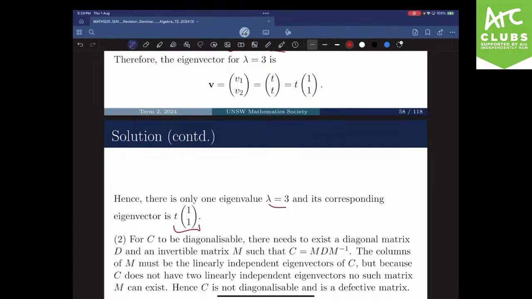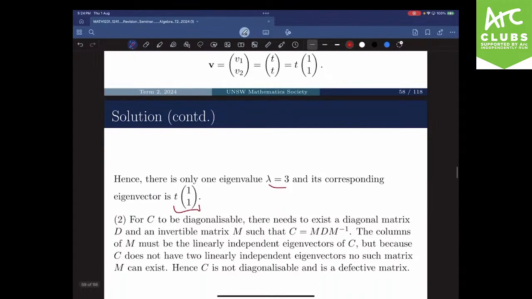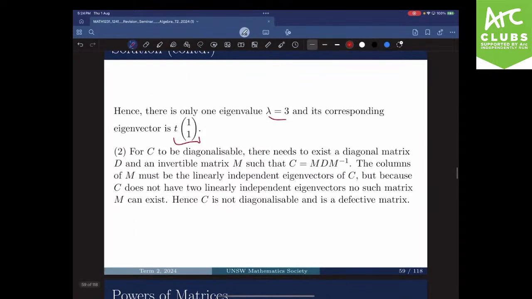And since they're not linearly independent, the determinant of our matrix M is going to be 0, and thus it won't have an inverse, right? So that's basically this argument here, and thus it's a defective matrix.